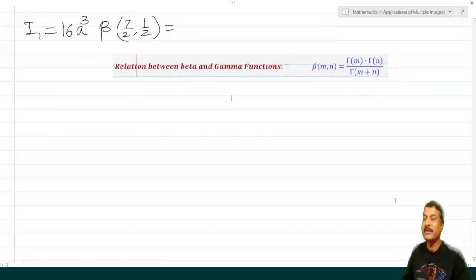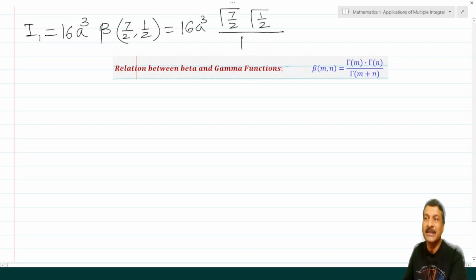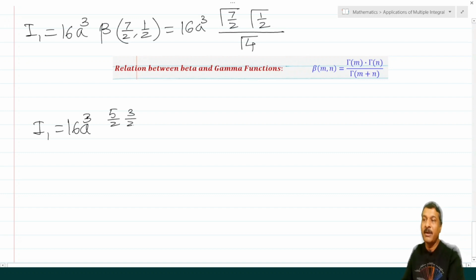So what am I getting? Gamma separation, so 16 a cube as it is, and gamma separation upon gamma addition. So 7 by 2 plus 1 by 2, 8 by 2 means gamma 4. And again by using properties of gamma function, I am getting gamma 7 by 2 is what? 5 by 2, 3 by 2, 1 by 2, root pi. Gamma half root pi upon 3 factorial.